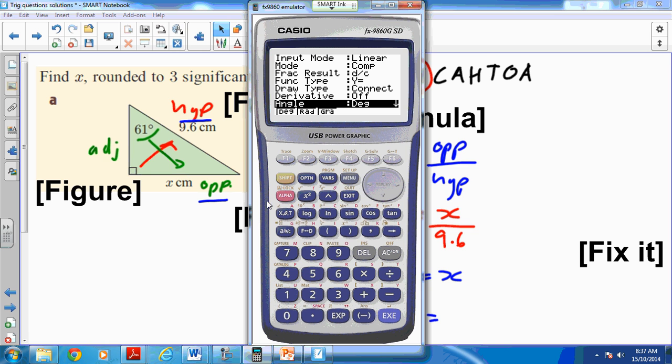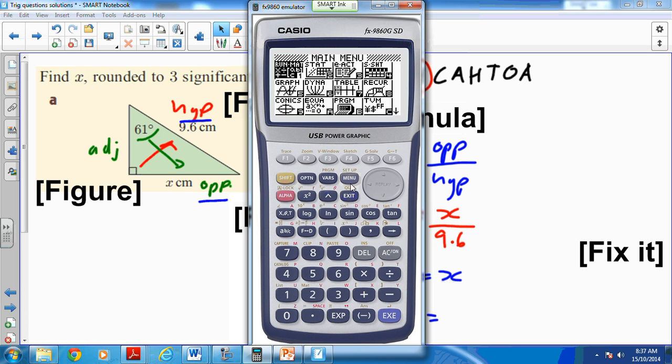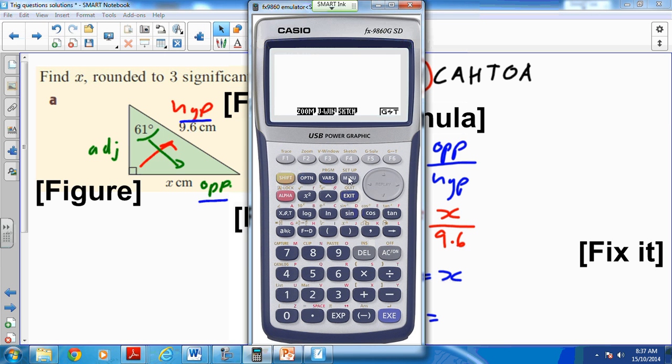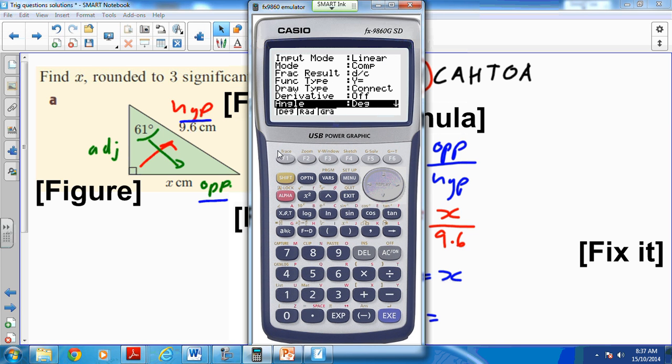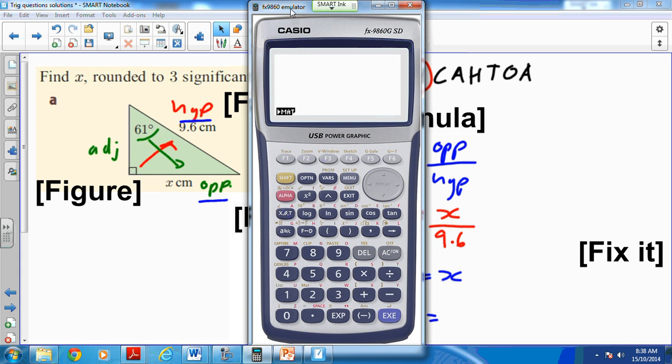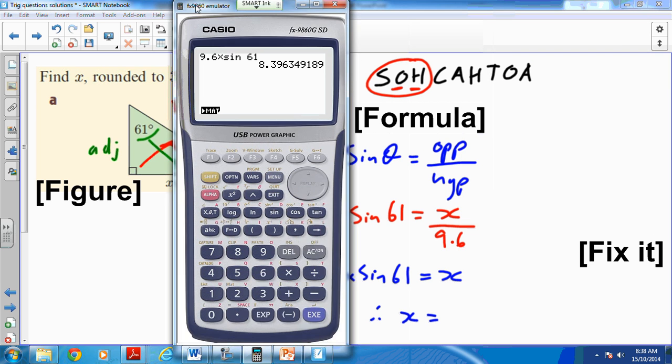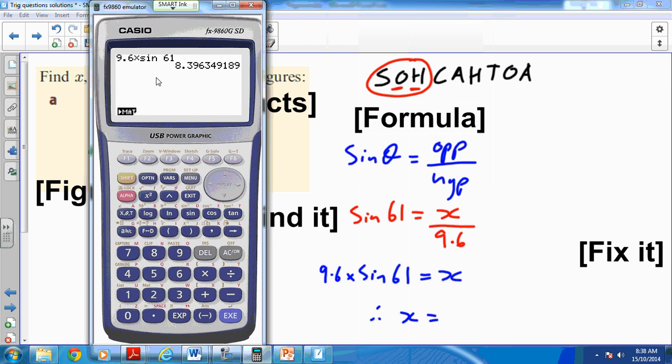On our calculator, we make sure our calculator is in degrees. To do that, we hit Shift Setup, and in this particular one I've got to go down to degrees. On yours, I think it's number 3, and I'll just make sure that's in degrees. Now I can put in my question. So I've got 9.6 times sine 61. This equals, and I get 8.39.